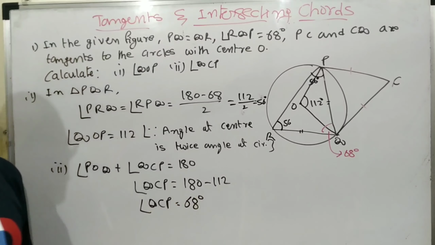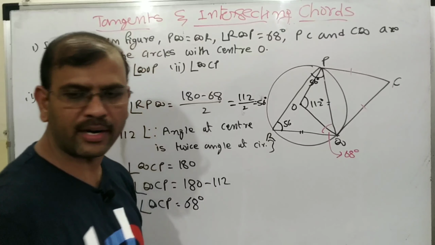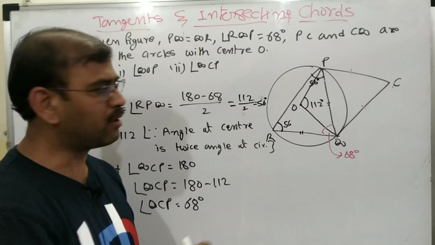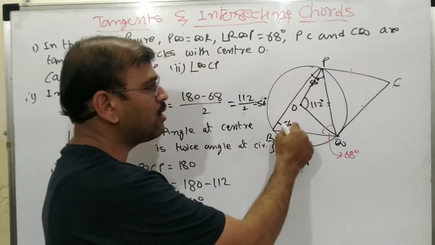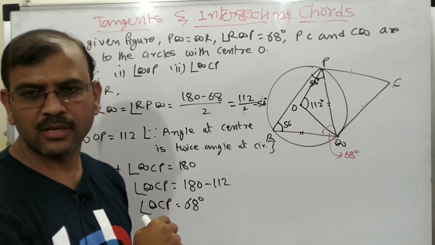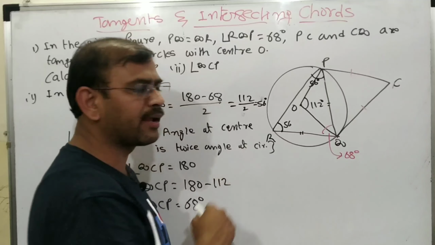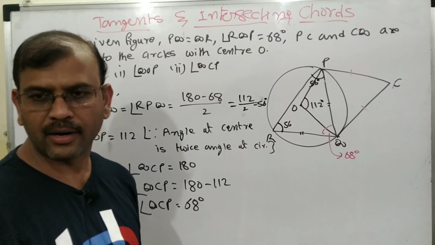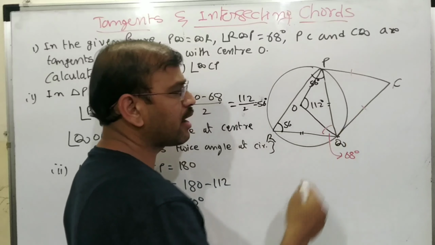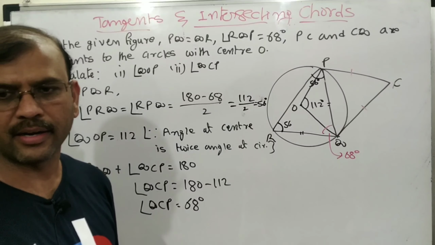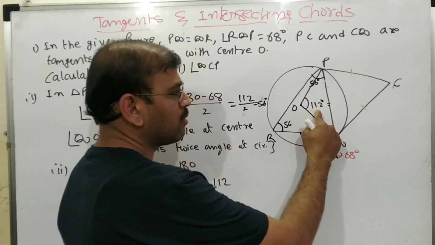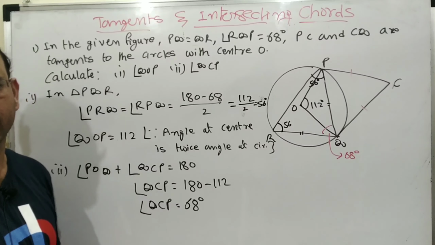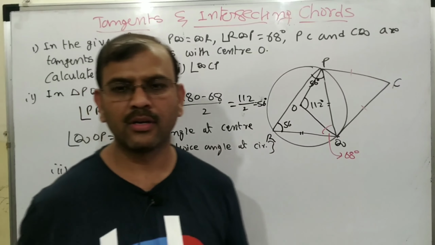Now listen carefully. First, we know the vertical angle, so we got the base angle. By using the isosceles triangle property, we got the base angle as 56. According to the concept that angle at the center is twice angle at the circumference, we got the center angle as 112. The center angle and exterior angle form 180 degrees. 112 we remove from the 180, then we got 68. I hope you understood. Thank you for watching.